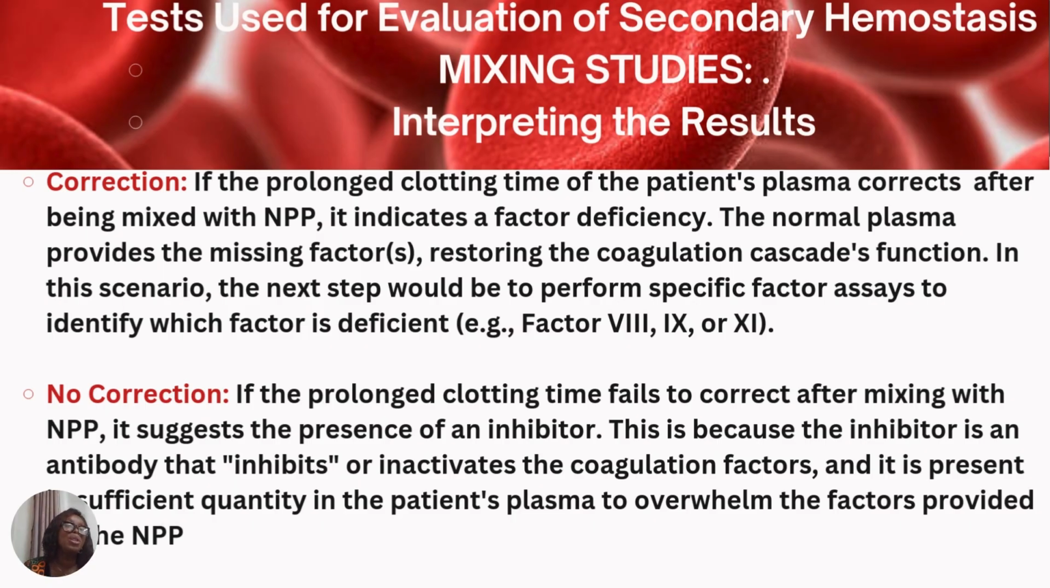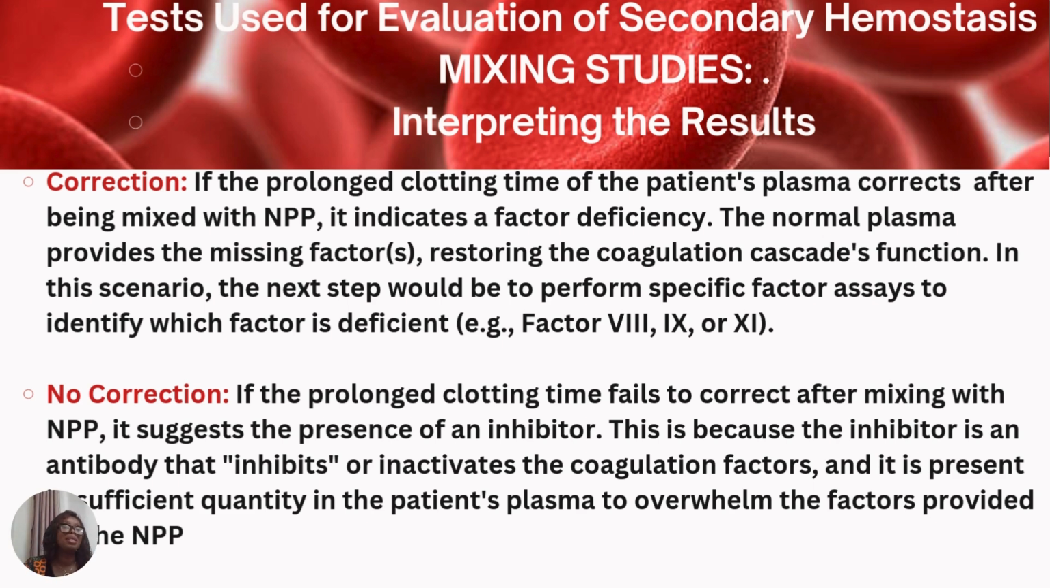Okay, so when you do the mixed studies and at the end of the repeat with the mixed plasma, you find out that the deficiency has been corrected, that is, the PT is now within normal range, that means you will suspect that what is responsible for the prolonged patient PT or aPTT is a deficiency in a particular clotting factor. So what you do is go ahead and do a factor assay to actually find out the factor that is deficient.